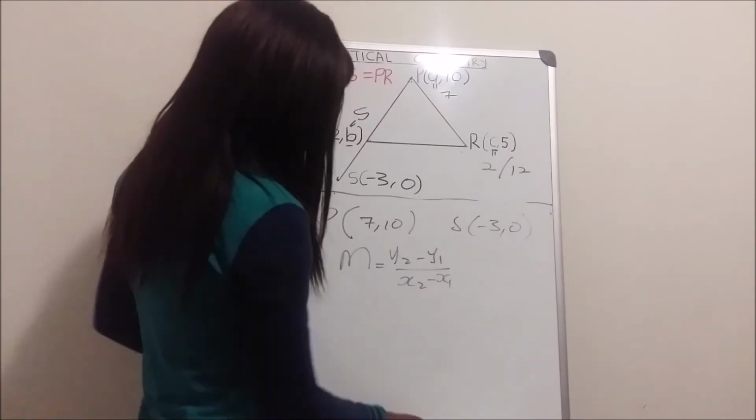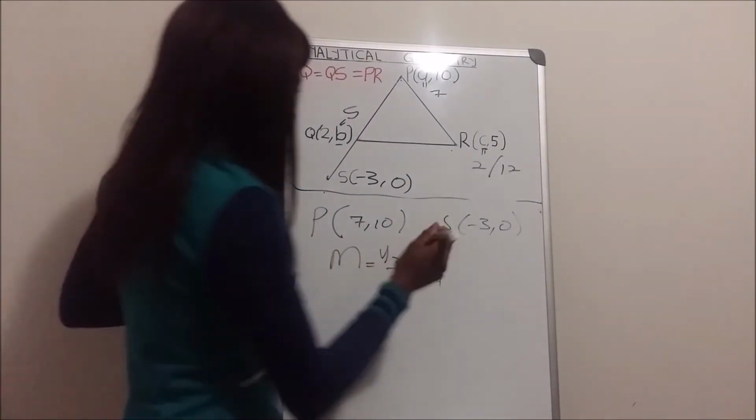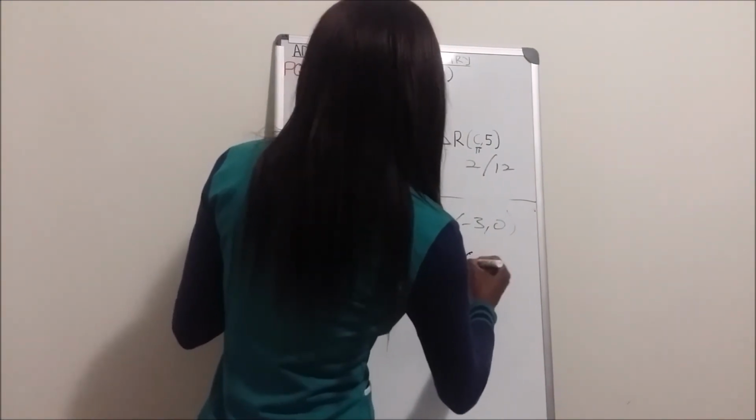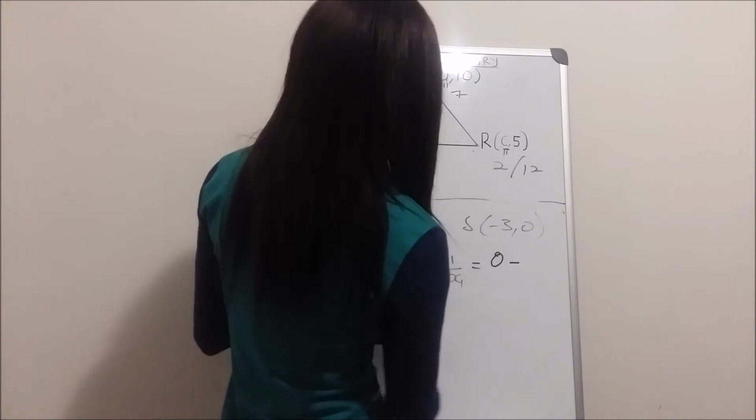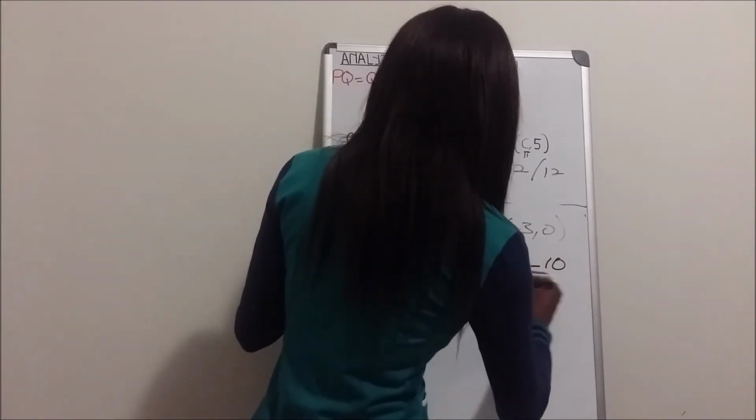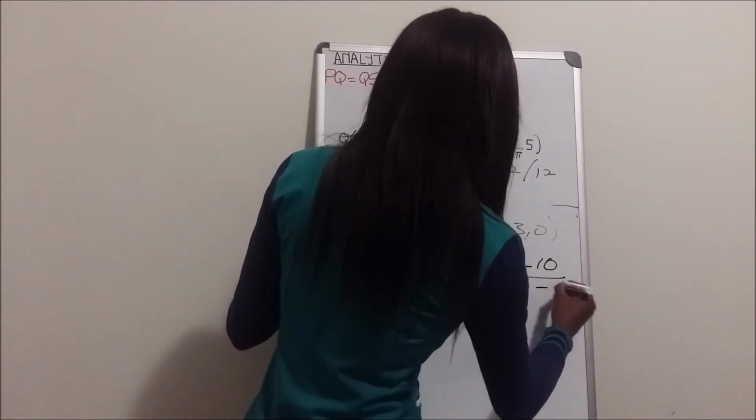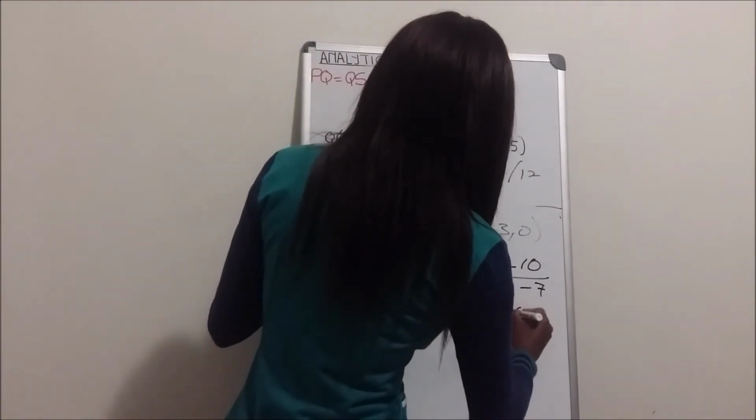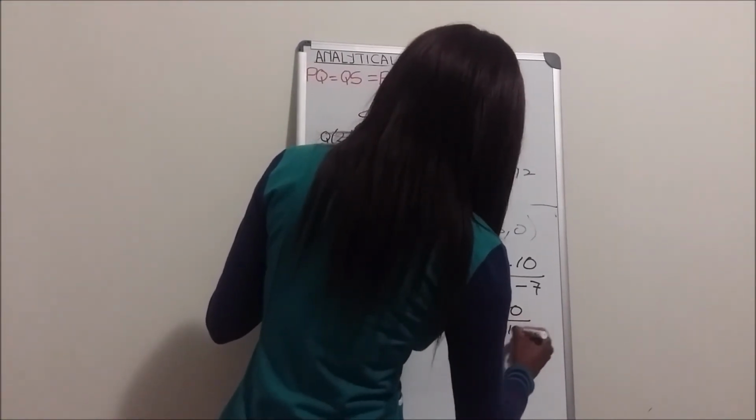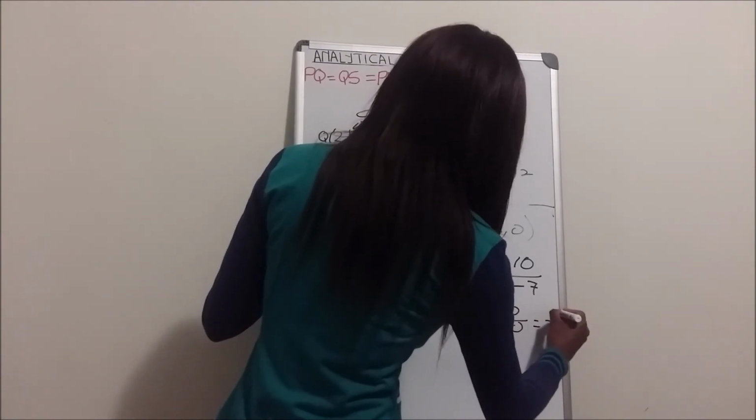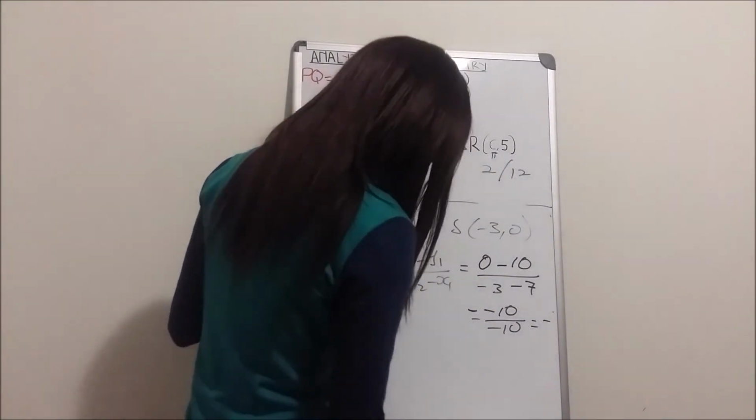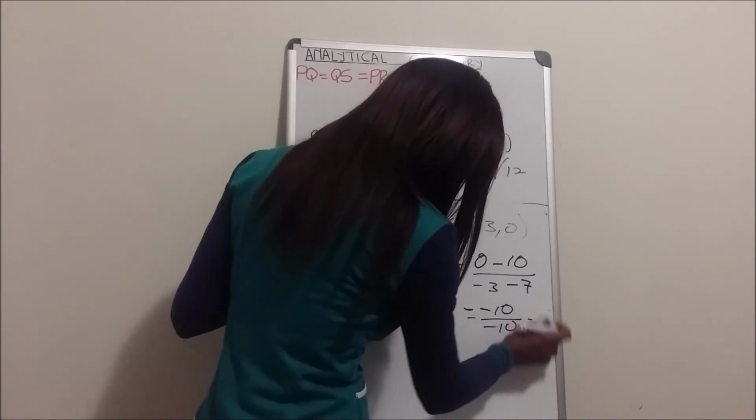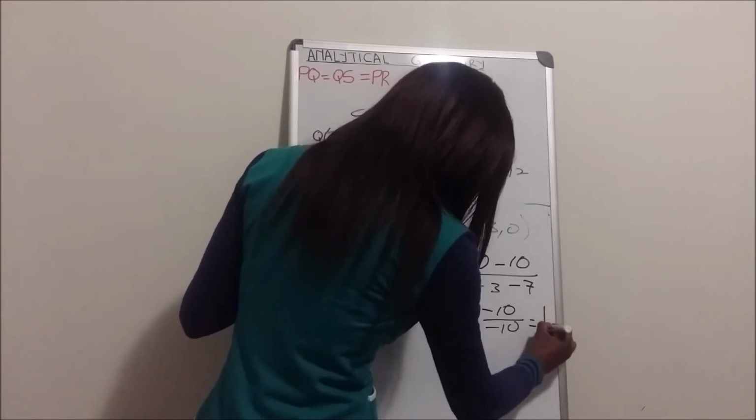All right guys, after finding the gradient, it's 0 minus 10 divided by -3 minus 7. Okay, and then from here we have -10 divided by -10, which will actually be, oh sorry guys, not even negative, it will be +1. This equals to 1.